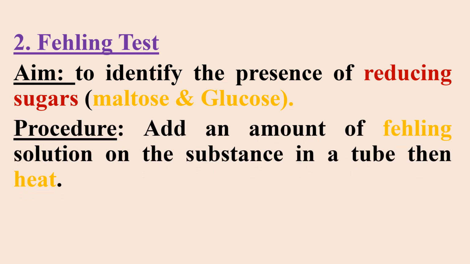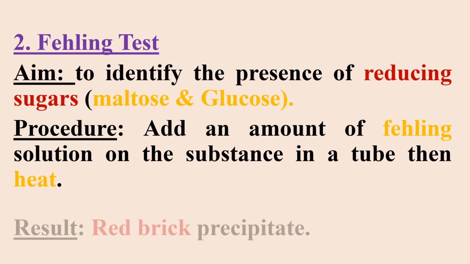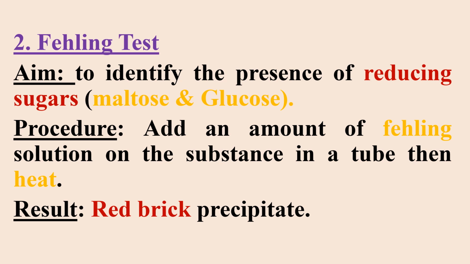The procedure: we add an amount of Fehling solution on the substance in a tube and then we heat. We said in the 3 steps, we put the substance, we add the Fehling solution and then we heat. The result is red brick precipitate.